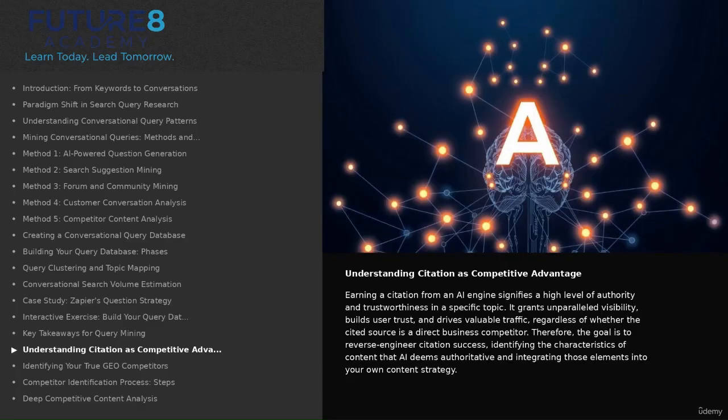Earning a citation from an AI engine signifies a high level of authority and trustworthiness in a specific topic. It grants unparalleled visibility, builds user trust, and drives valuable traffic, regardless of whether the cited source is a direct business competitor. Therefore, the goal is to reverse engineer citation success, identifying the characteristics of content that AI deems authoritative and integrating those elements into your own content strategy.